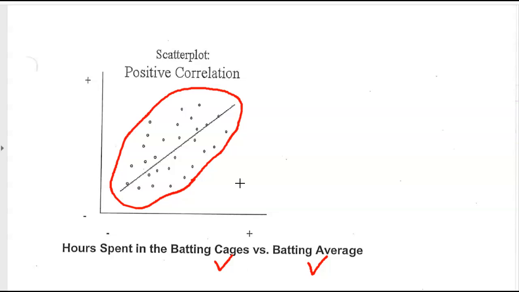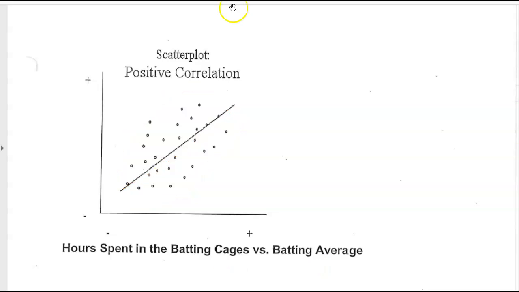There's probably players who barely practice and they do really well, and others who practice all the time and they don't do so well. But for the most part, what kind of trend are we seeing? A positive facing diagonal line, meaning a positive correlation. More practice, more success. Less practice, less success.